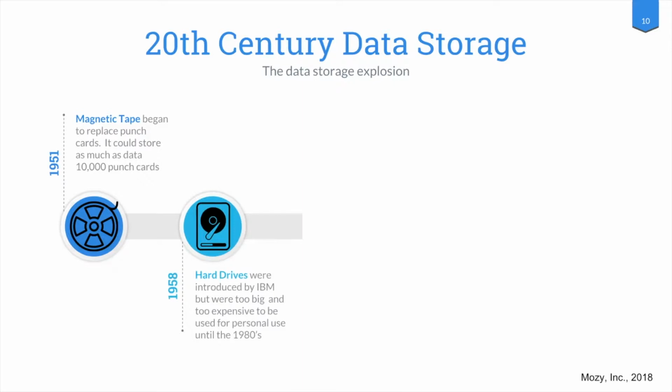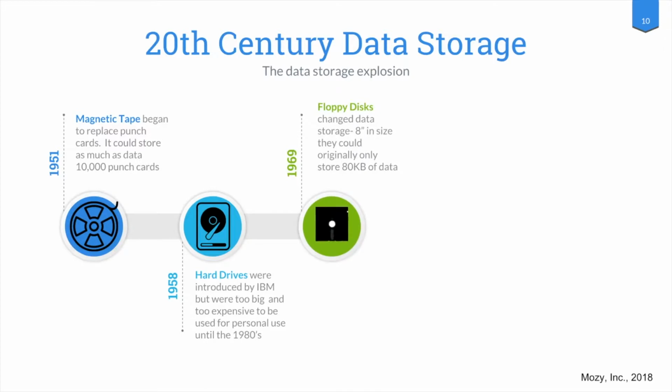In 1958, hard drives were introduced by IBM, but they were too big and too expensive to use for personal data storage until the 1980s. In 1969, floppy disks changed data storage as they knew it. One 8-inch floppy disk could store an amazing 80 kilobytes of data.